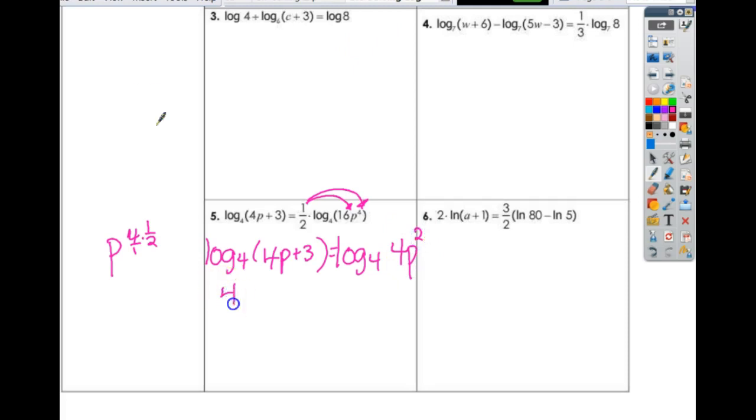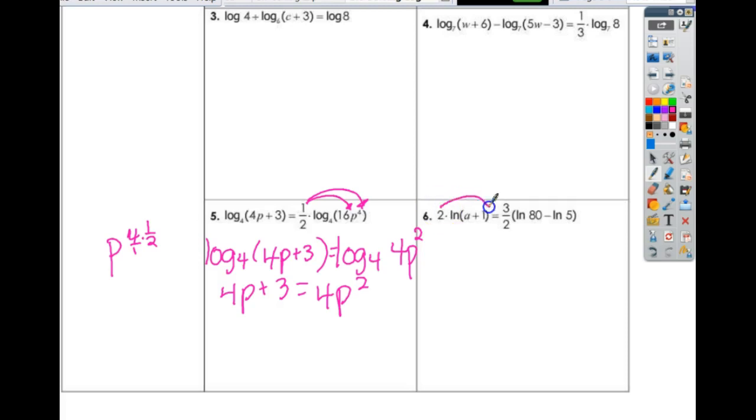So I get 4p plus 3 equals 4p squared. I move everything over to the p squared, and I factor. So I'm not going to finish that one. That's how you would finish it. We have a lot of examples left to do. But number 6 I want to do.